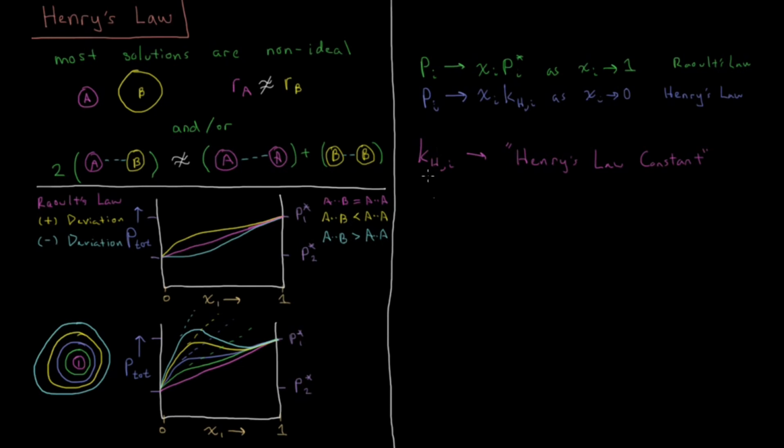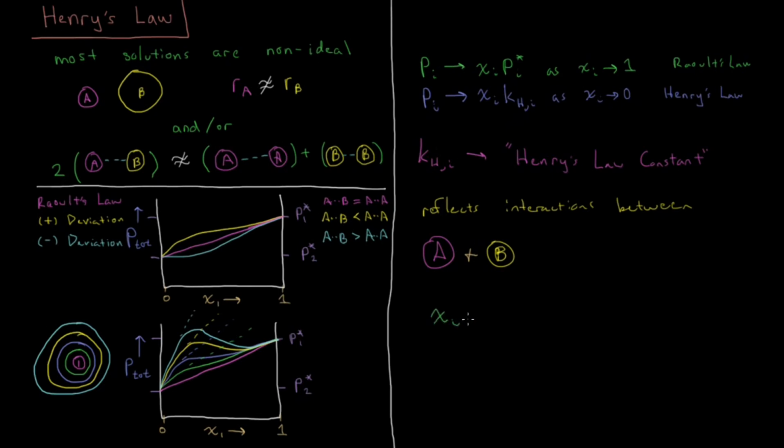And the value of this Henry's law constant, again, reflects the interactions between our molecules, between A and B. That's not the greatest B, but that's okay. So what happens in the case of Raoult's law?